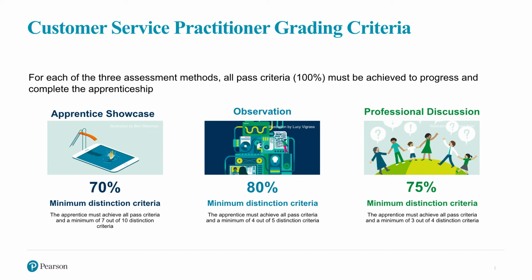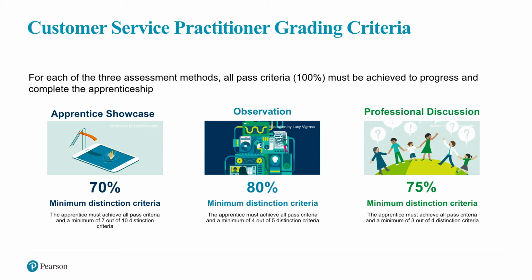So that's the pass. In regards to the distinction, for the apprentice showcase, the apprentice has to hit a minimum of 70% of the distinction criteria for the apprentice showcase. There are 10 distinction criteria within the apprentice showcase. They'll have to hit a minimum of 7 to get a distinction in that element.